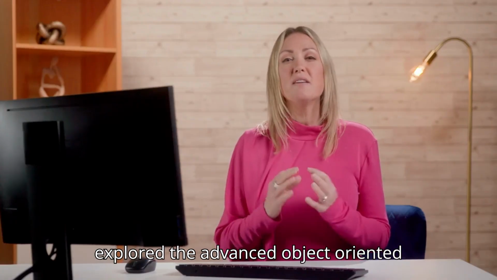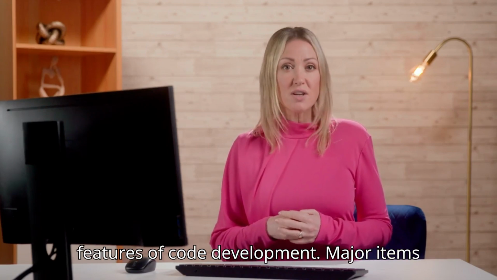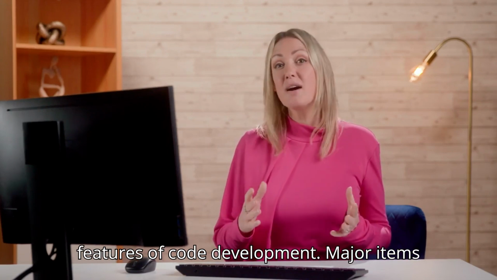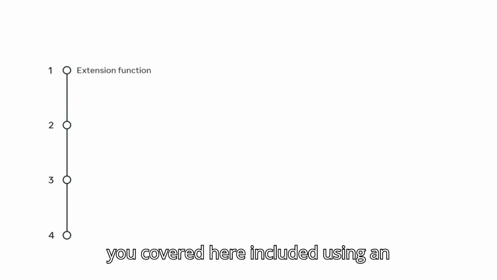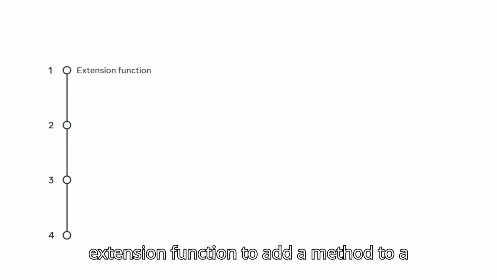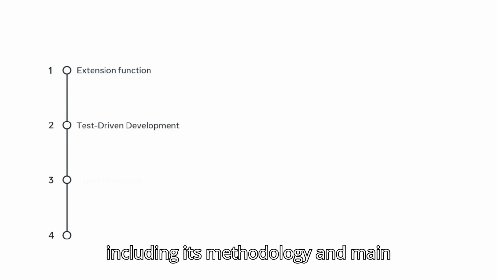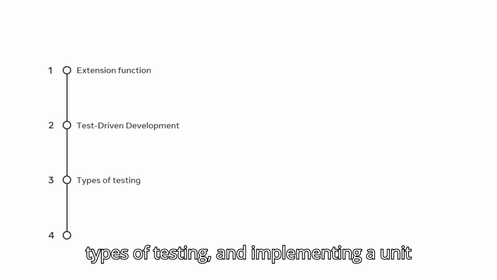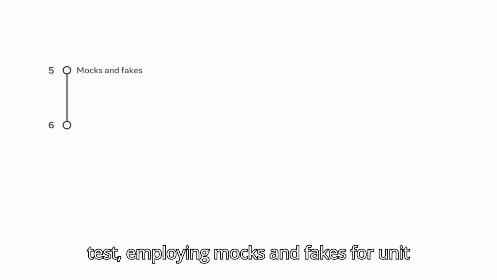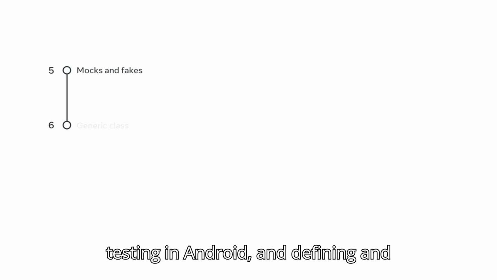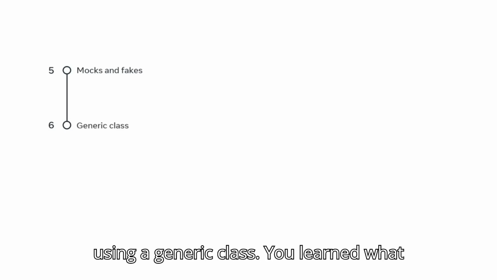You then explored the advanced object-oriented features of code development. Major items you covered here included using an extension function to add a method to a class, exploring test-driven development, including its methodology and main features, discovering the purpose and types of testing and implementing a unit test, employing mocks and fakes for unit testing in Android, and defining and using a generic class.